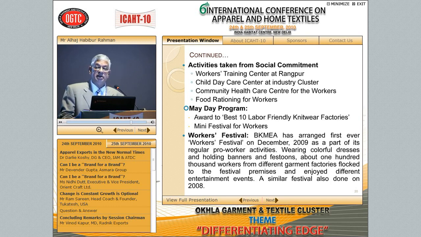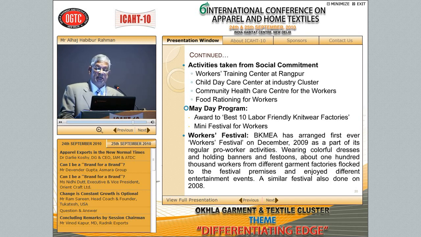Child daycare center in industrial cluster. In our Narayanganj area, we have started a central child care system in the cluster. Community health care center for the workers, food rationing for the workers. May Day program. Award to best 10 labor-friendly knitwear factories, mini festival for workers.